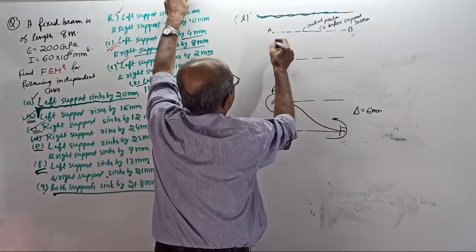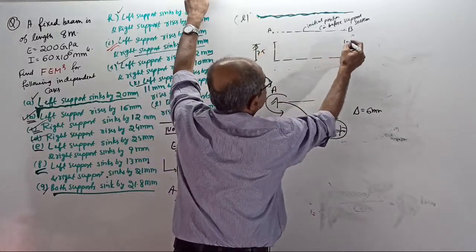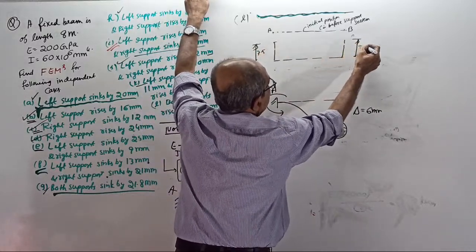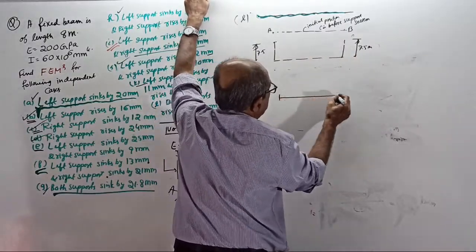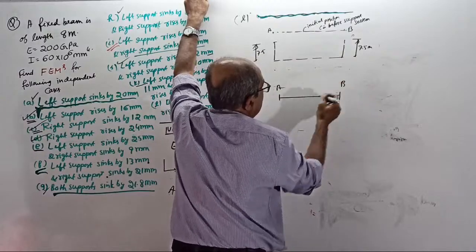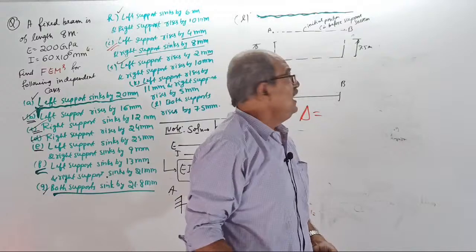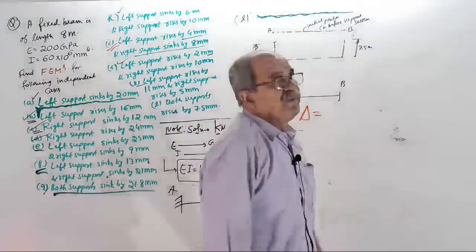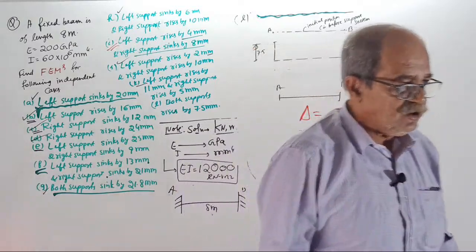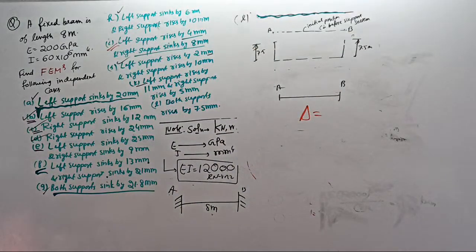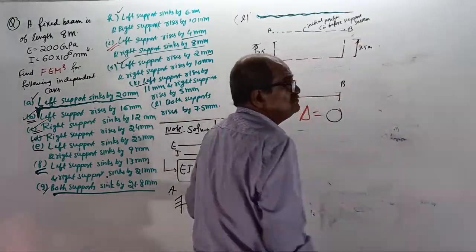A goes up by 7.5 millimeter. B also goes up by 7.5 millimeter. So, therefore, A and B are both at the same level. Tell me, delta equal to? A goes up by 7.5, B also goes up by 7.5. Same direction. Delta equal to 0. Is it fully clear?